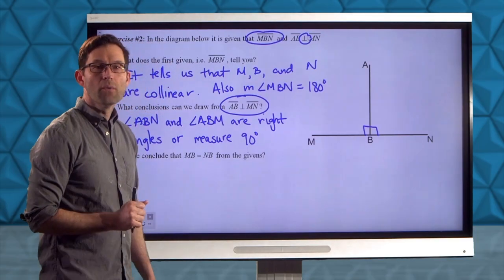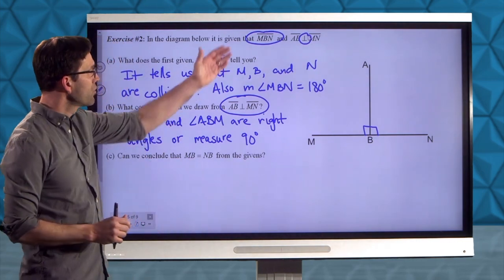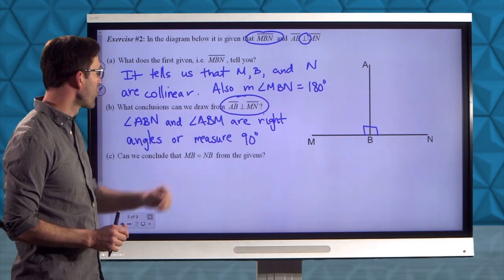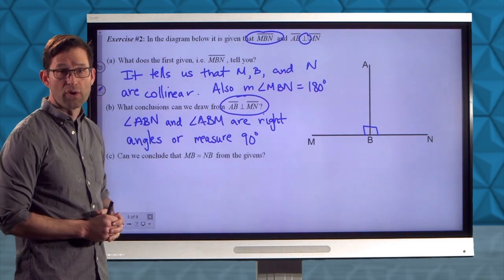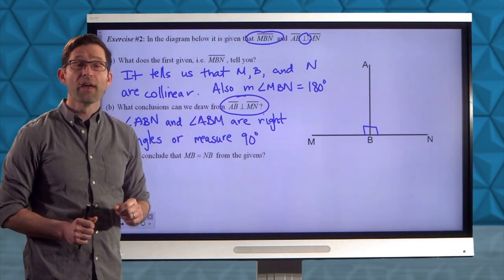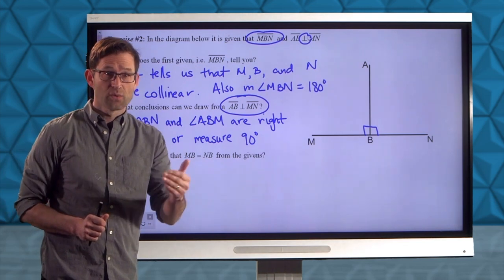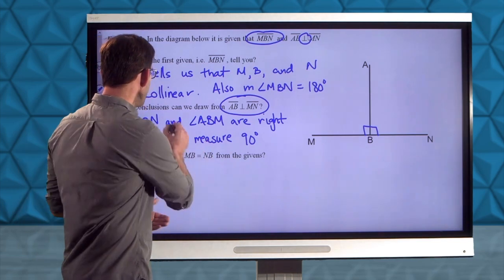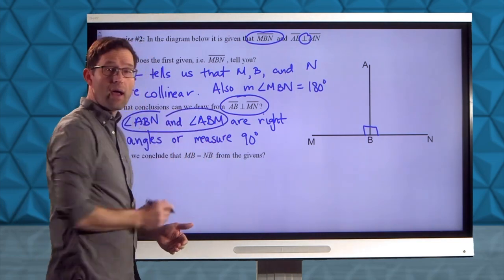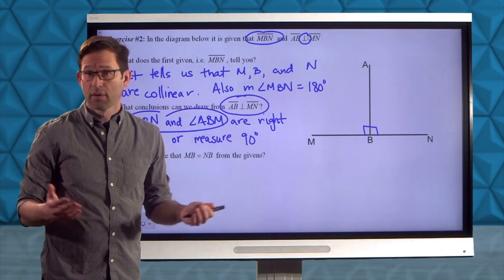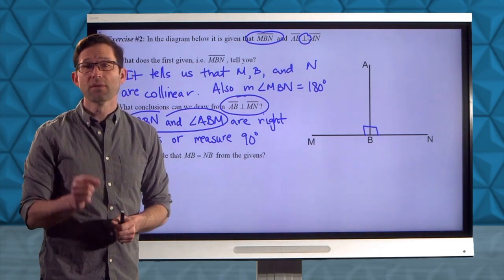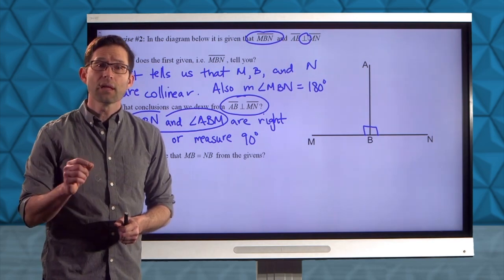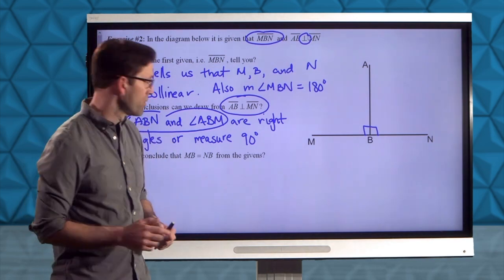Okay? So that's simple enough, right? We're told AB is perpendicular to MN, so ABN and ABM are right angles, or they both measure 90 degrees. Another thing you can then get from that, so it's not your first conclusion, is that these two angles have to be congruent. They're the same size, and that's what it means for two angles to be congruent: they have the same measure.